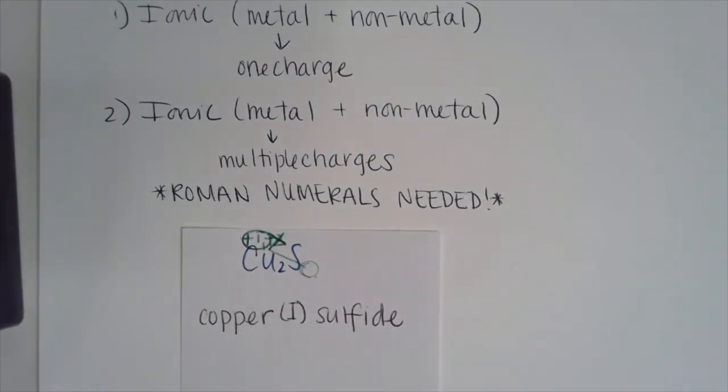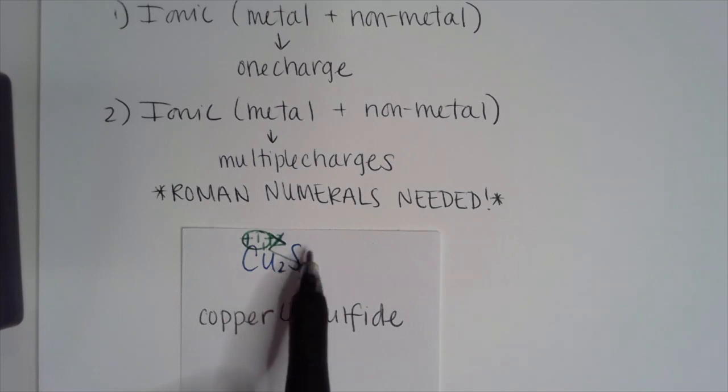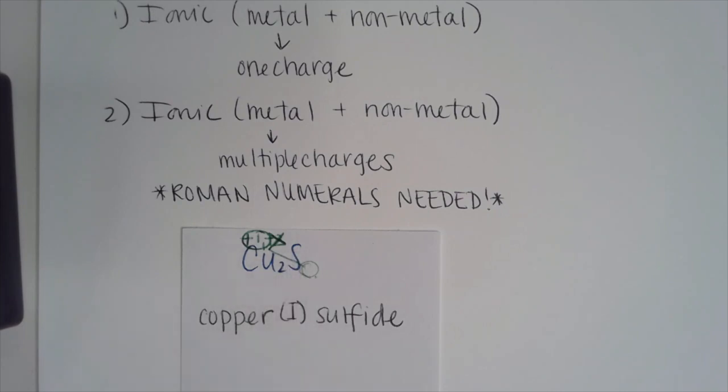That's the only number you need with this. That 2 is not necessary for naming because that 2 is sulfur's charge. And in a binary compound, sulfur's charge is always going to be 2. So you don't have to say anything for that. You're only identifying the charge for the metal that has multiple charges. So in this case, the name of this compound is copper 1 sulfide.